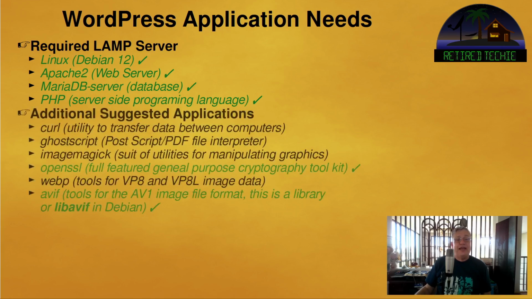Additional suggestions, and these are the applications. Curl, this is a utility to transfer data between computers, whether they be local computers or remote computers. GhostScript is a PostScript and PDF file interpreter. That's if you want to display PDFs or PostScript documents. ImageMagick is a suite of utilities for manipulating graphics. OpenSSL is a full-featured general-purpose cryptography toolkit, and that one is actually already installed. It was an automatic install in our last video when we installed OpenSSH, so we could run an SSH connection to our server. That required this one, so it's already installed.